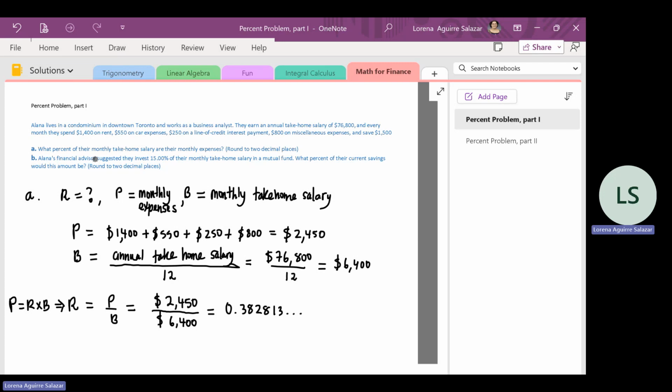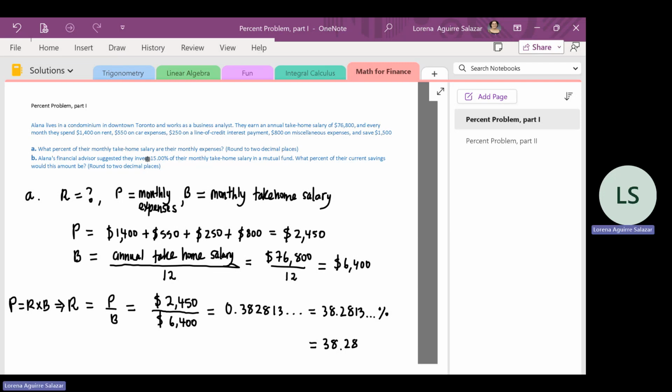because we need to give the answer in terms of a percentage. So we were asked about the percent. Then we're looking at 38.2813 and some other numbers percent. And we need to round the answer to 2 decimal places. Then we go with 38.28. We take those 2 numbers that follow after the dot.